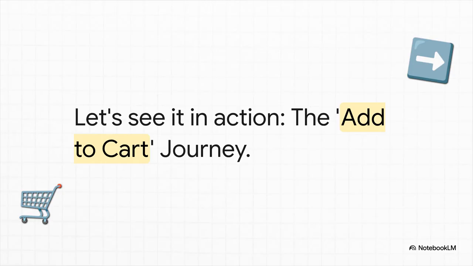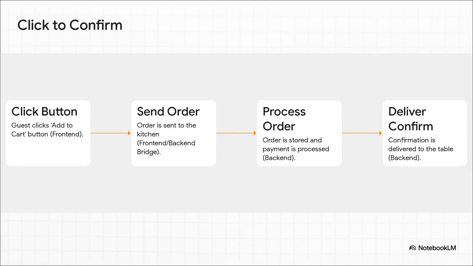Okay, analogies are great, but let's see this in action with something we all do. Clicking that Add to Cart button. How does our restaurant manager, the full stack dev, make that happen? So here's the journey. First, you, the guest, click the Add to Cart button. That's a pure front-end action. Then, that click sends the order to the kitchen. That's the bridge between front-end and back-end. In the kitchen, the back end gets to work, storing the order, processing the payment. And finally, the kitchen sends a confirmation back to your table. A full-stack developer is the one who designs and builds that entire journey, end to end.